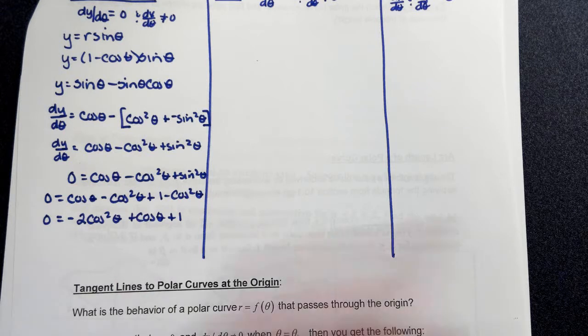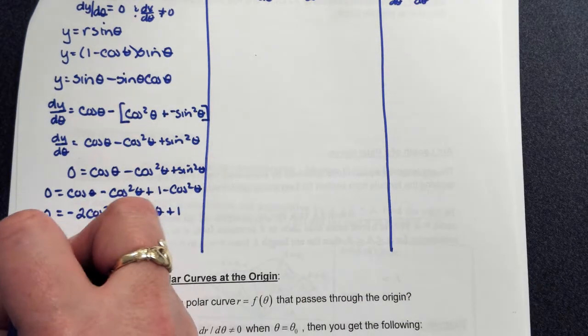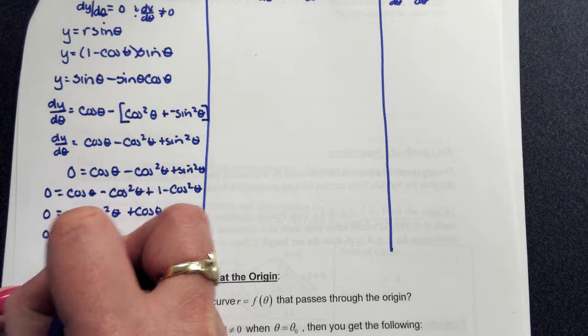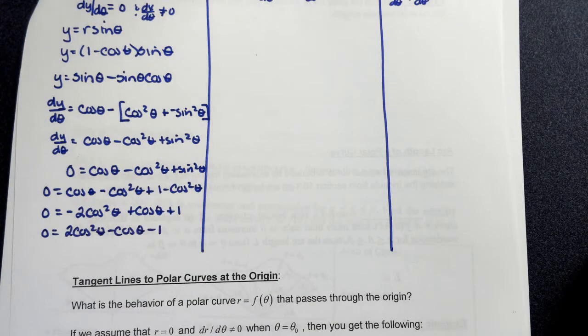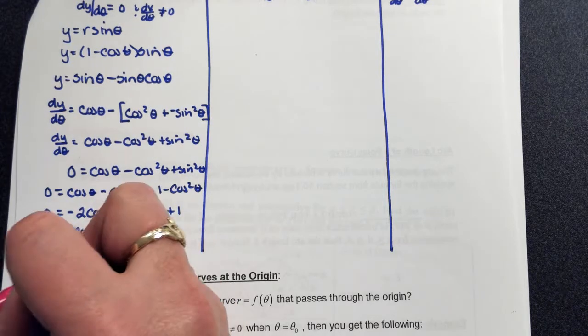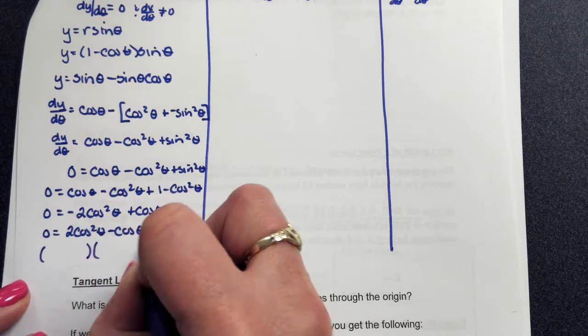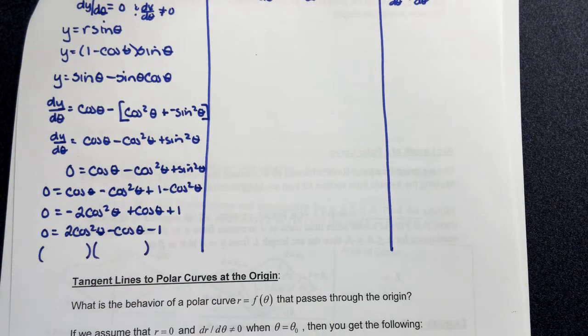And again, I always like to factor with my leading coefficient being positive, so I'm just going to write this as 2 cosine squared theta minus cosine theta minus 1. So the question is, your quadratic equation you need to factor. How do you factor this? It's going to be what?